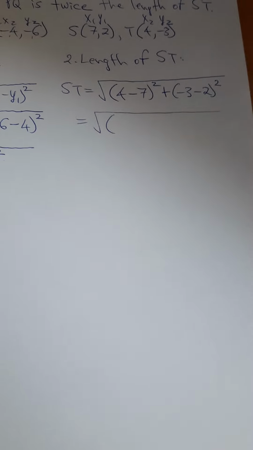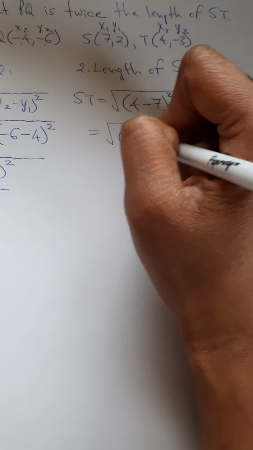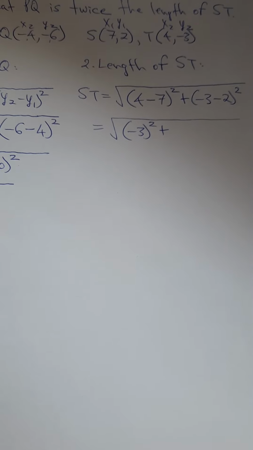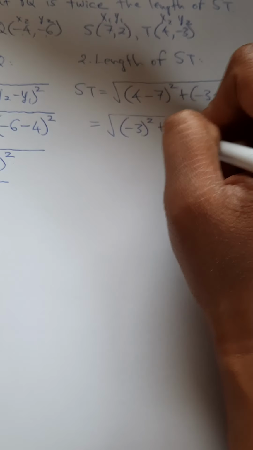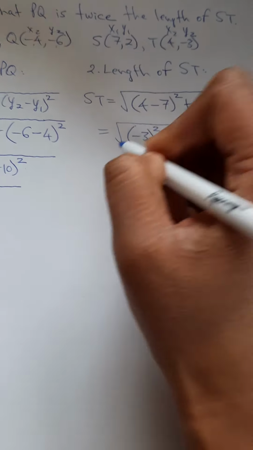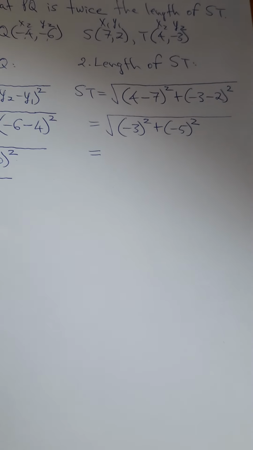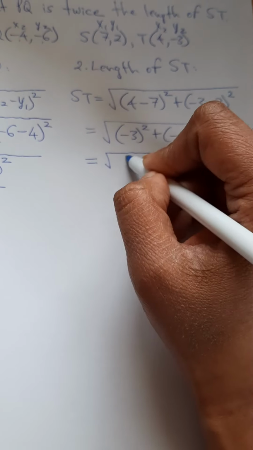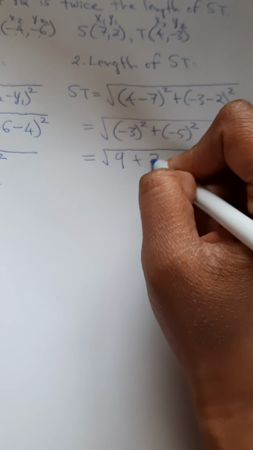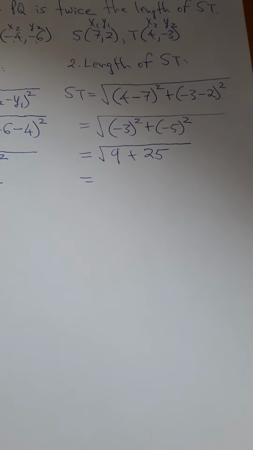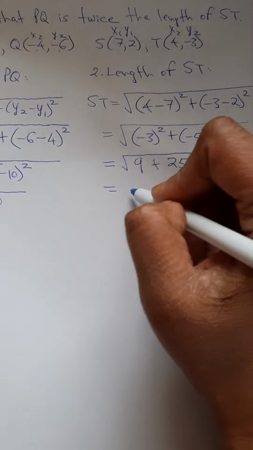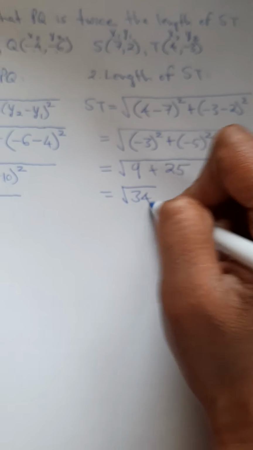So 4 minus 7, negative 3 squared. Negative 3 minus 2, which is negative 5. Now I'm going to square that. Make sure you're showing all of the steps as you're doing the question. Negative 3 squared is 9, and negative 5 squared is equal to 25. And we're going to add that together. We're getting square root of 34.